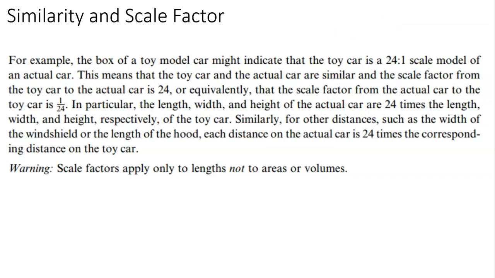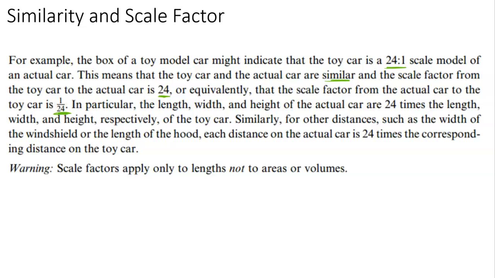So let's think about this for a second. The box of a toy model car might indicate that the toy car is a 24:1 scale model of an actual car. This means that the toy car and the actual car are similar and the scale factor is 24. Or to look at it the other way, it'd be 1/24. And that can be tricky when we look at the scale factor in one direction and the other direction, they're different because one makes it bigger and one makes it smaller.